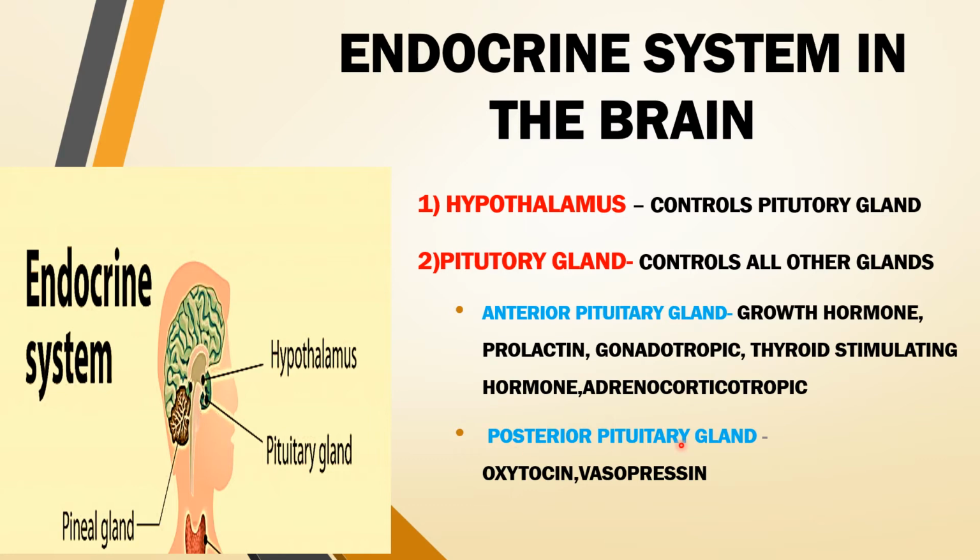Then the posterior pituitary gland. It produces oxytocin and vasopressin. The oxytocin hormone is responsible for the uterine contraction, that is the contraction of the uterus during the birth of a child. It is also called a birth hormone. And the vasopressin. Vasopressin helps the reabsorption of water from the tubules of the nephron.